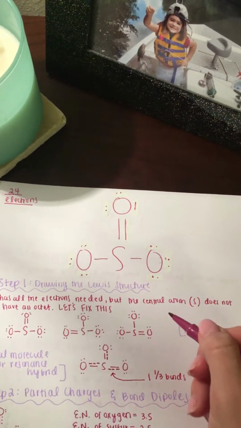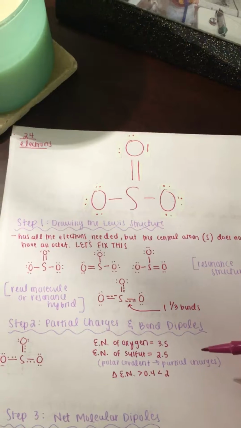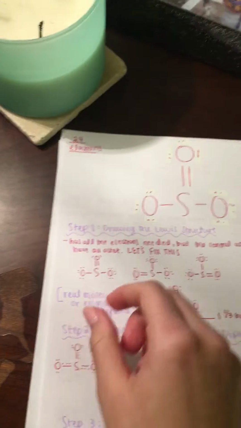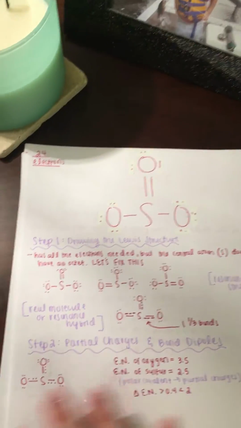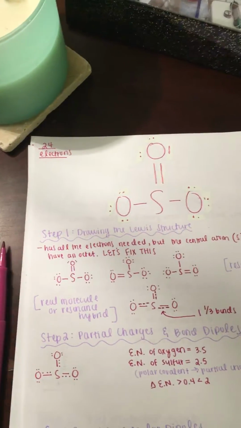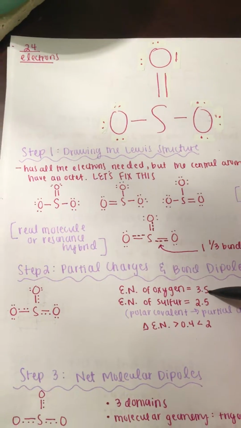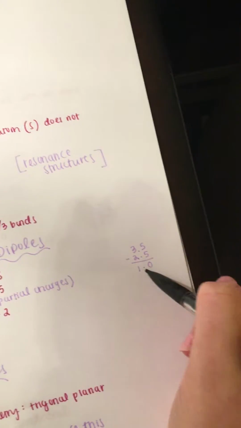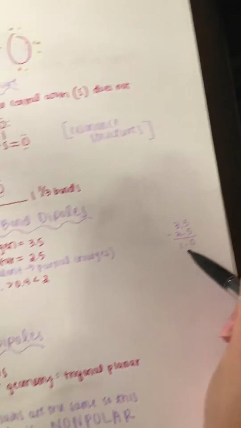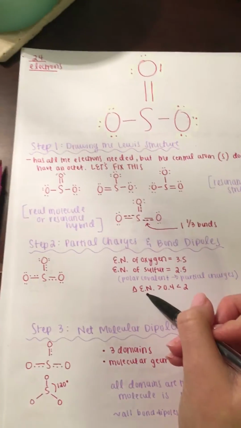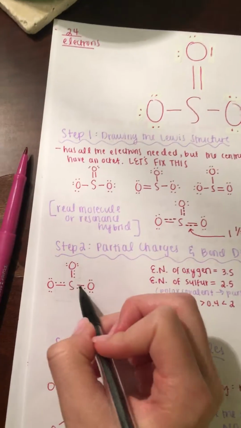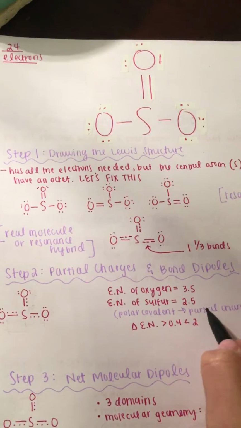So now that we know how to draw the structure, we're going to look at the partial charges and the bond dipoles. To find the bond dipoles and partial charges, we're going to look at the electronegativities of each of these atoms. Looking at oxygen, we know that it's 3.5 and sulfur is 2.5. So we're going to get the net electronegativity, which is 1. Because the net electronegativity is greater than 0.4 and less than 2, we're going to have a polar covalent bond between these 2 atoms, which gives us partial charges.